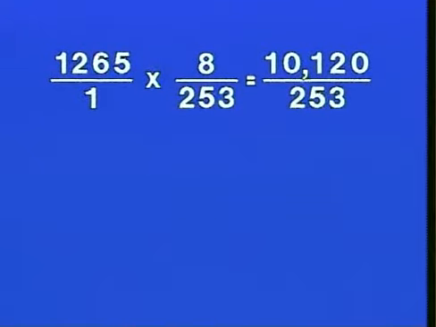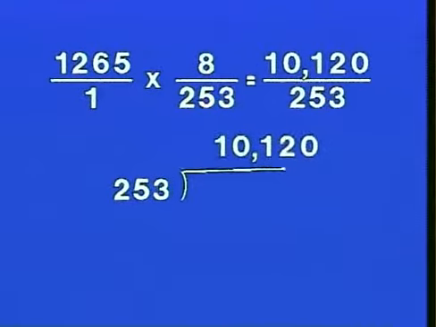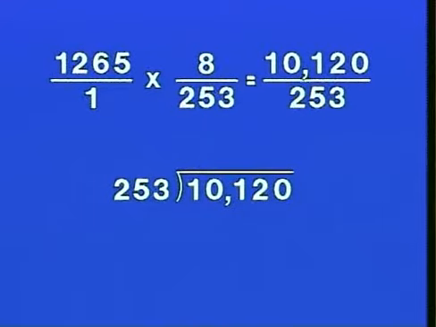Now notice I didn't even pause here to think about a cancellation opportunity. We're going to come back and look for that opportunity in just a moment. But if we just look at the problem, we don't see a ready-made cancellation and just multiply straight across, that's perfectly all right. Here we have an improper fraction on the right. We need to change it to a mixed number or maybe to a whole number. And to do that, we'll take 10,120 and divide by 253.